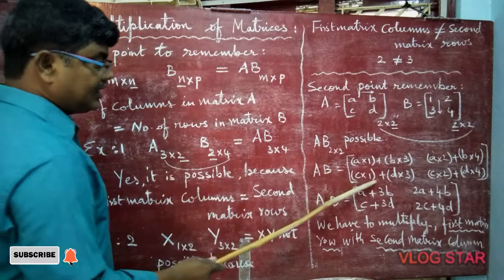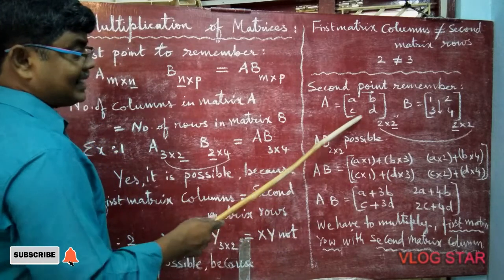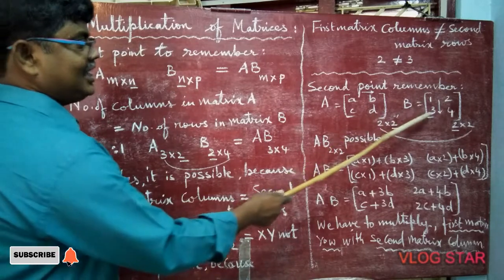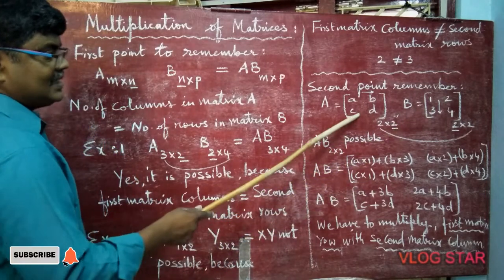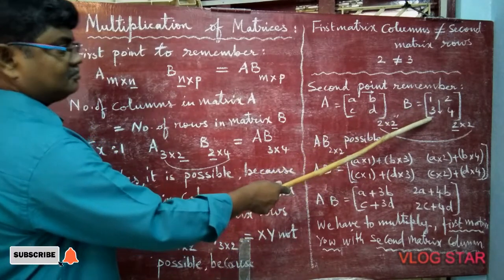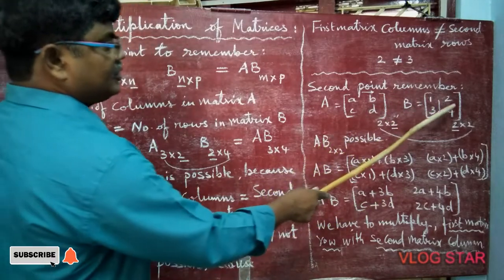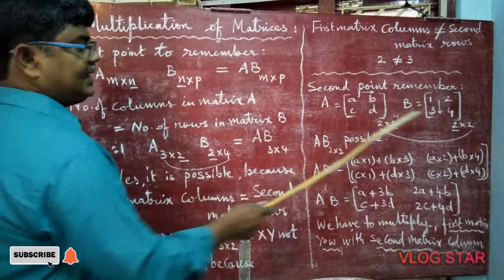The same row with the first column, the same row with the second column. Now coming to the third element, we come to the second row. c into 1 plus d into 3, meaning second row with the first column. And coming to the fourth one, c into 2 plus d into 4.